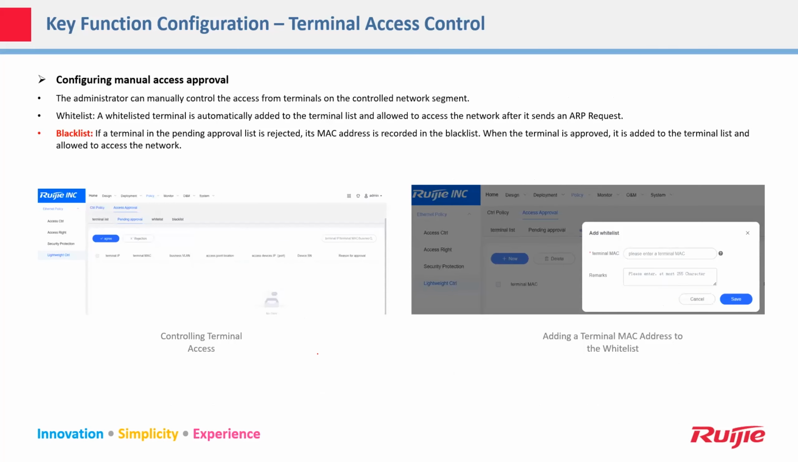And the next, configuring manual access approval. Manual access approval means that some devices, even if they cannot match the policy, should still access the network. We call it a whitelist, actually. You should enter the MAC address of the terminal. Once you add the MAC address of the terminal into the whitelist, it will not be blocked or affected by the policies we have created. Okay, it's very useful.